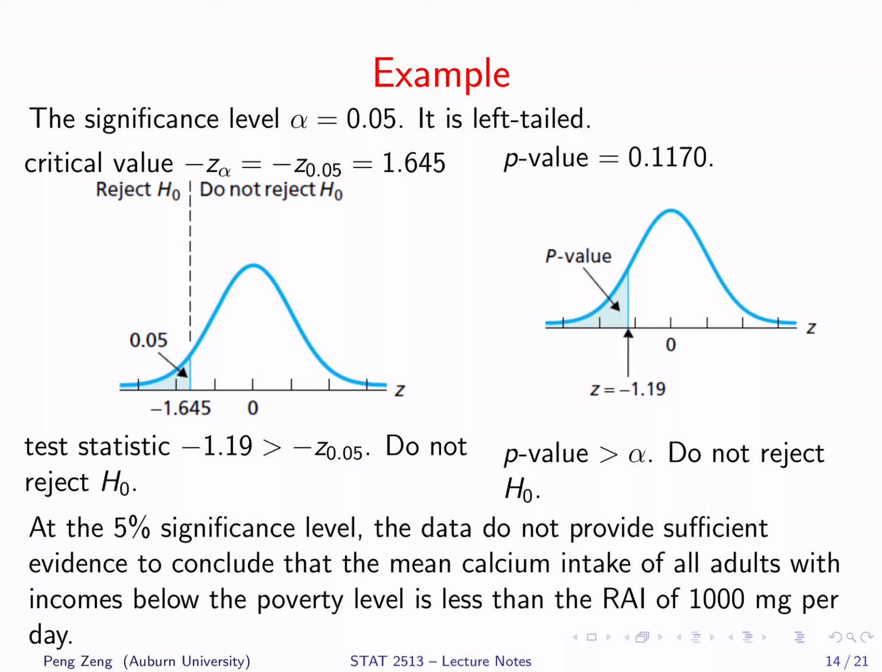Therefore, at the 5% significance level, the data do not provide sufficient evidence to conclude that the mean calcium intake of all adults with incomes below the poverty level is less than the recommended adequate intake of 1000 milligrams per day.